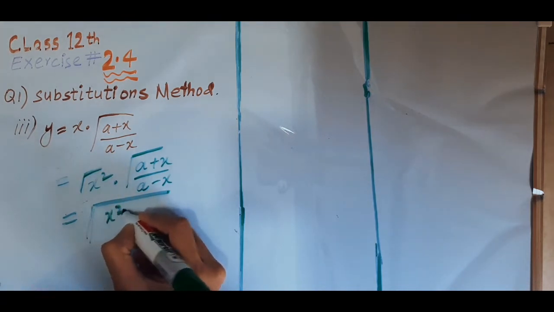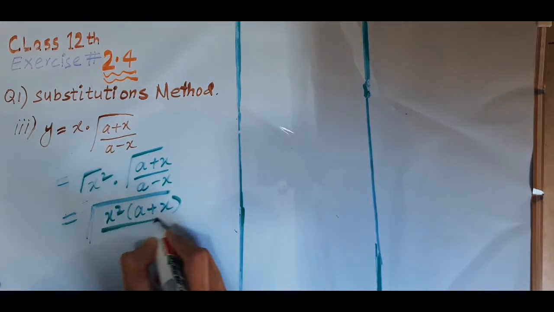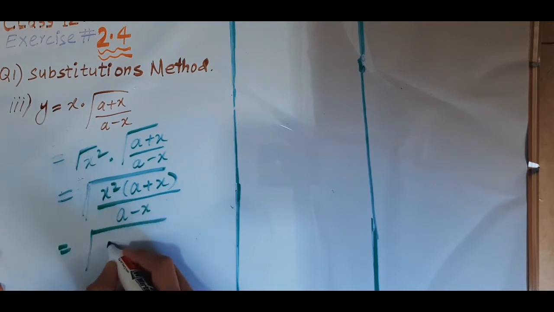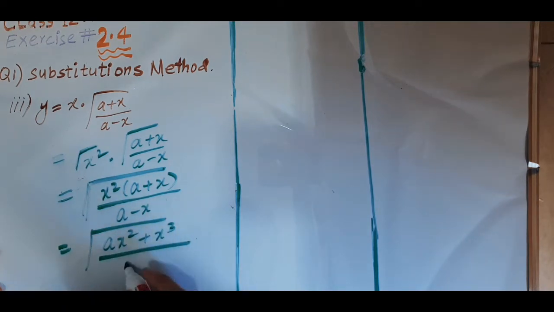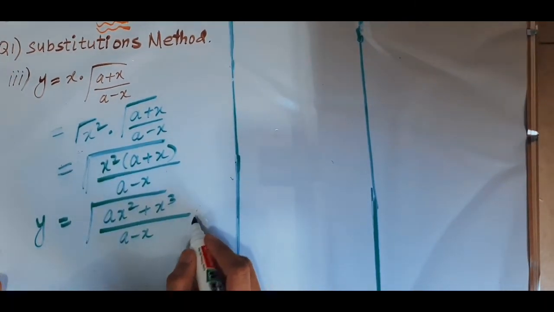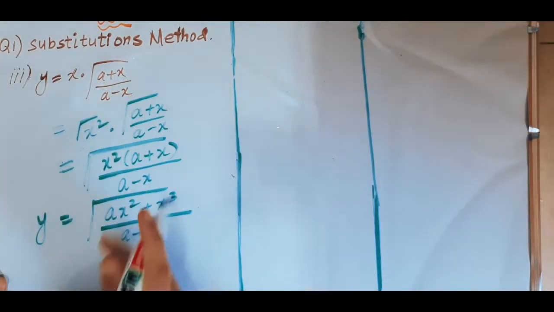x square into a plus x over a minus x, or we can multiply it, it will be like this: ax square plus a x cube divided by a minus x. Now this is the simplified quotient. Now we will find dy over dx by the substitution method.